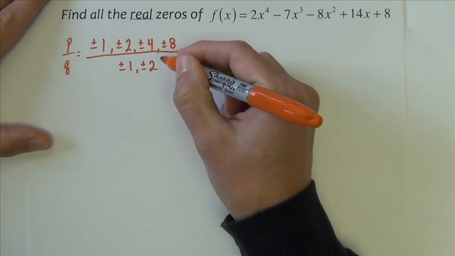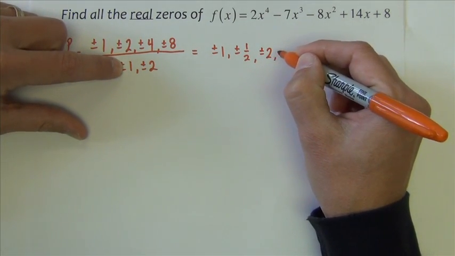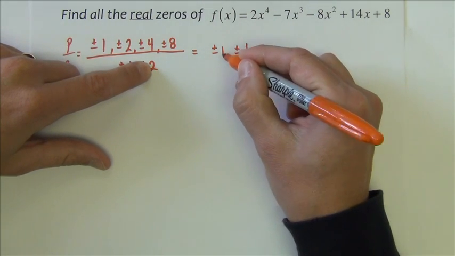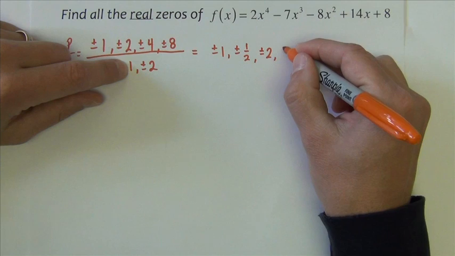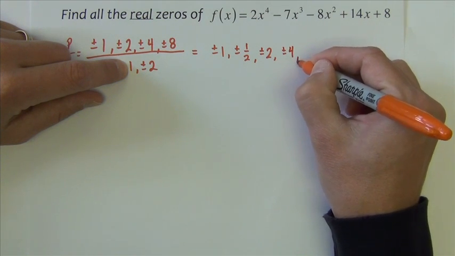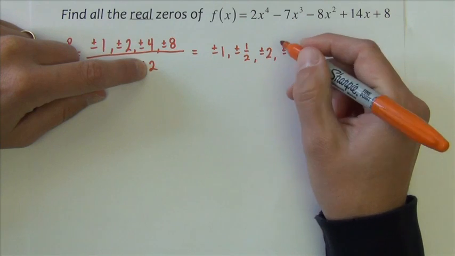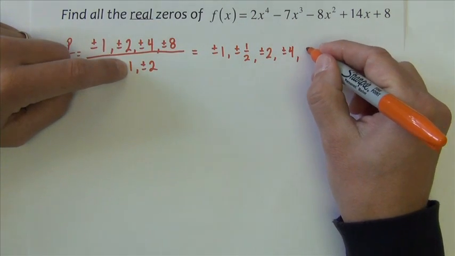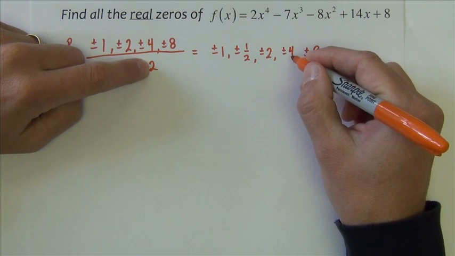Take 2 divided by each of these. 2 divided by 1 is 2. But 2 divided by 2 is 1, and I already have that there, so I'm not going to rewrite it. Now 4 divided by 1 is 4. 4 divided by 2 is 2, and I already have that here. Next I'm going to have 8 divided by 1. And then 8 divided by 2 is 4, and I already have that.